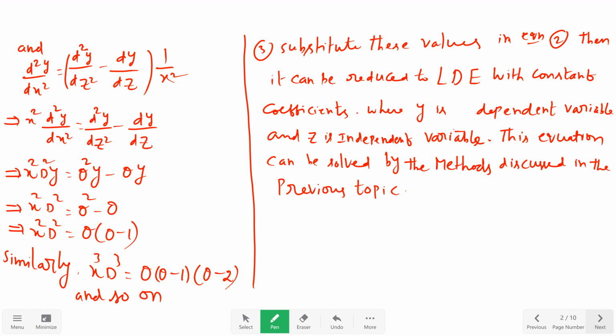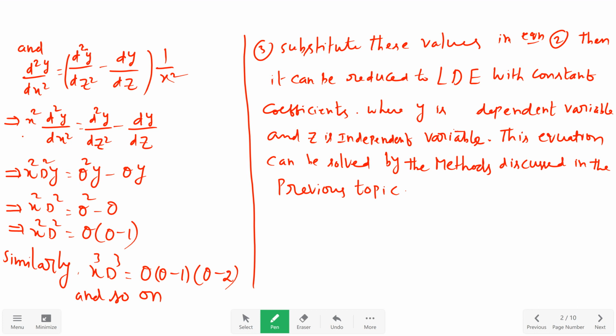Next, the second order derivative of y with respect to x, d square y by dx square, will be d square y by dz square minus dy by dz, into 1 by x square. By cross multiplication, 1 by x square can be transferred to the left side, then we get x square into d square y by dx square is equal to d square y by dz square minus dy by dz. So this equation also can be written in an operator form.